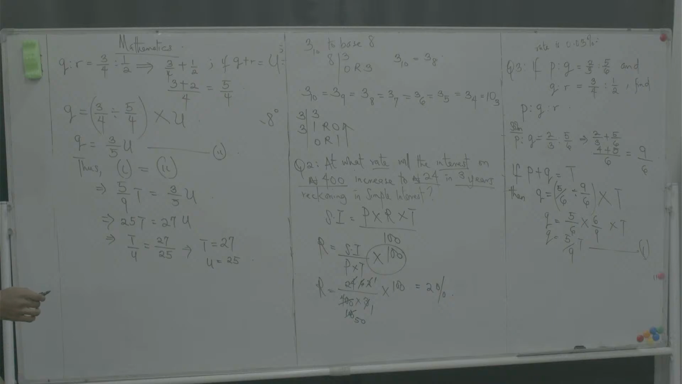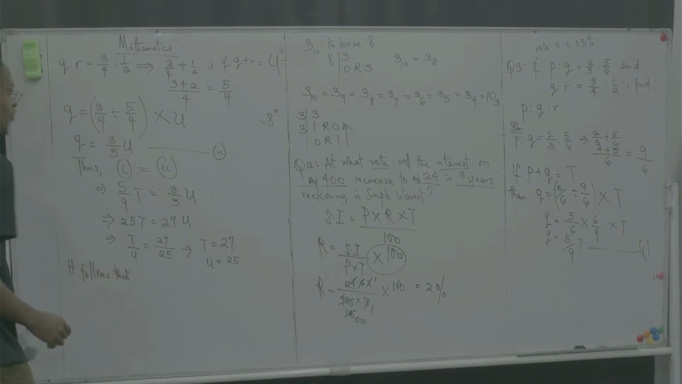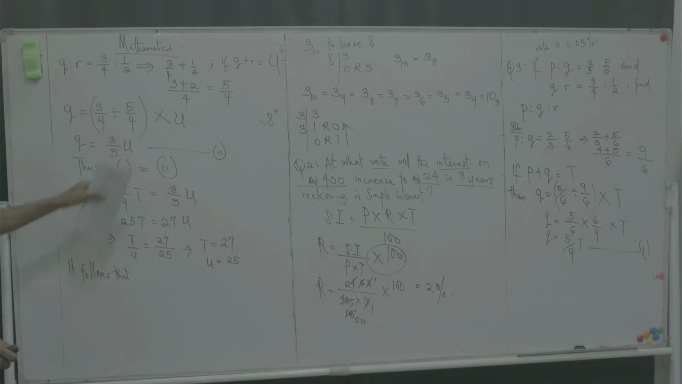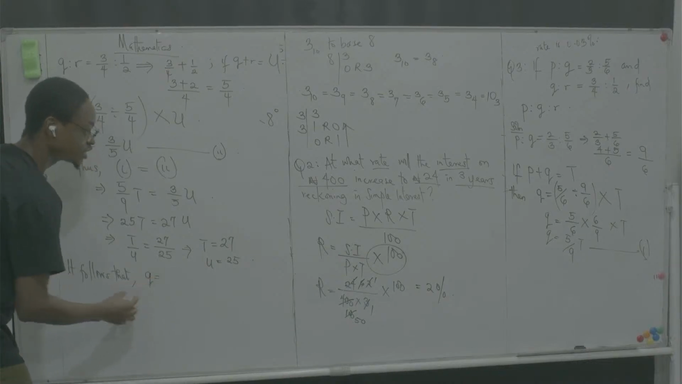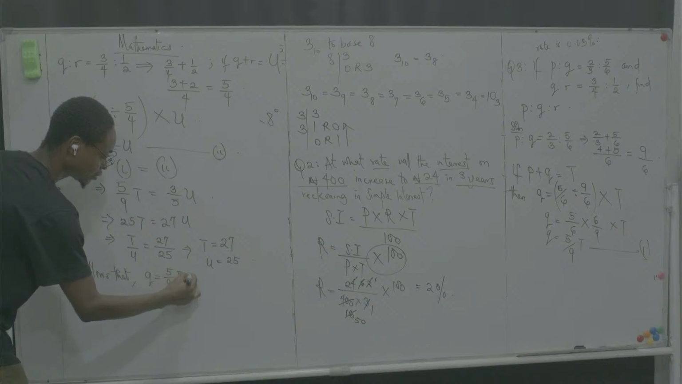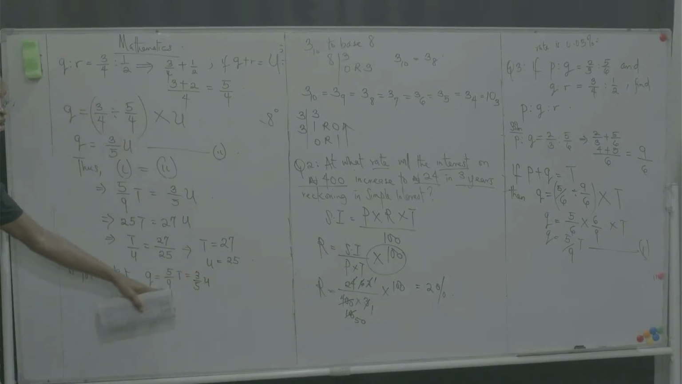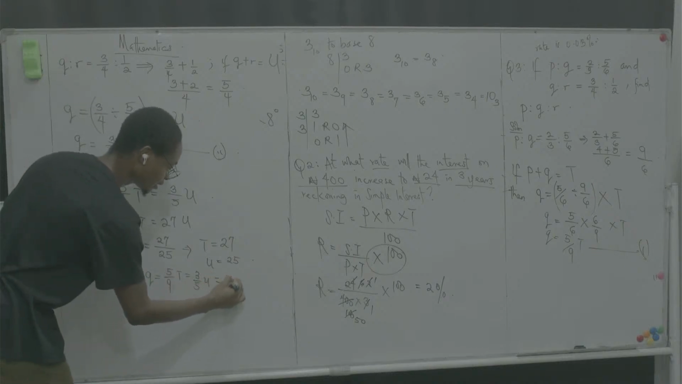So from there, what it immediately tells me is something very straightforward: whether I use equation 1 or equation 2, Q would be equal to 5 over 9 T, which is equal to 3 over 5 U. And in both cases, if I put the value of T and U, what I'm going to get is 15.